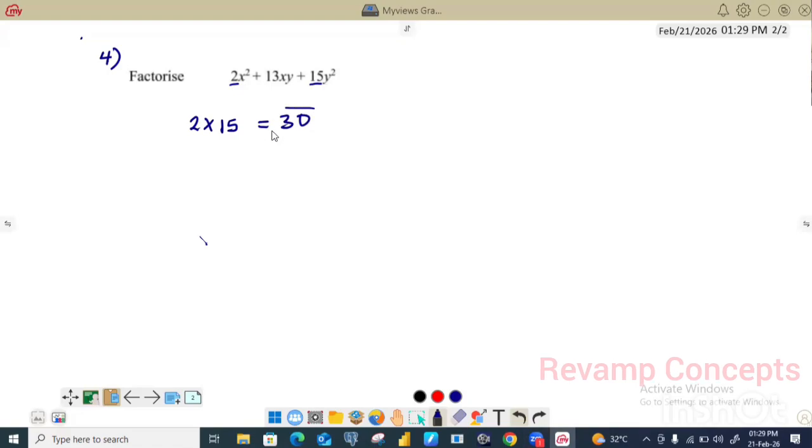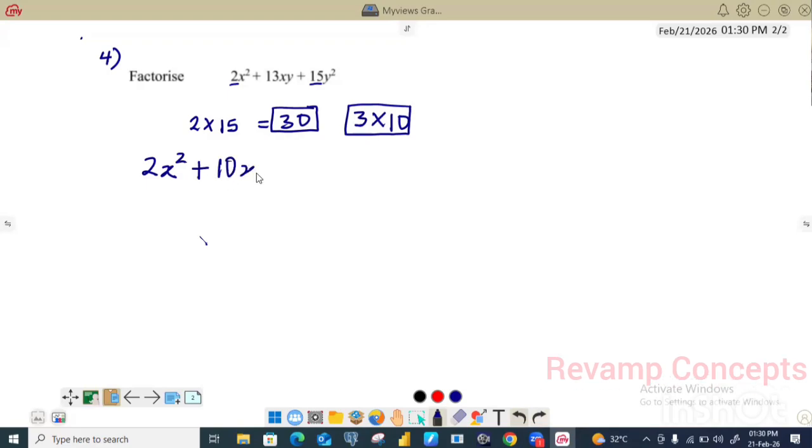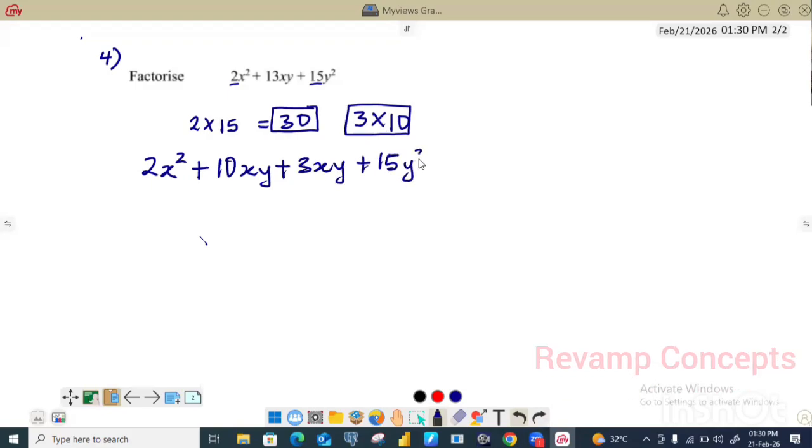So we look for the factors of 30 that we can add together that will give us 13, and that should be 3 and 10. When you multiply 3 and 10, you have plus 30. When you add them, you have plus 13. So let's use this 3 and 10 to replace 13 in this expression. Therefore, the expression becomes 2x squared plus 10xy plus 3xy plus 15y squared.